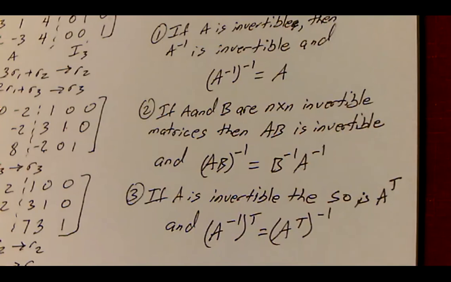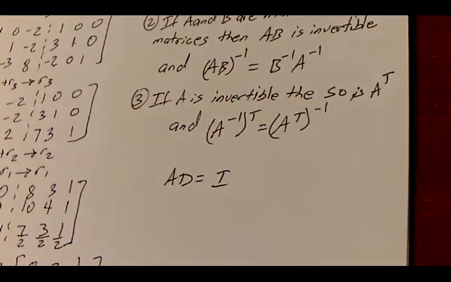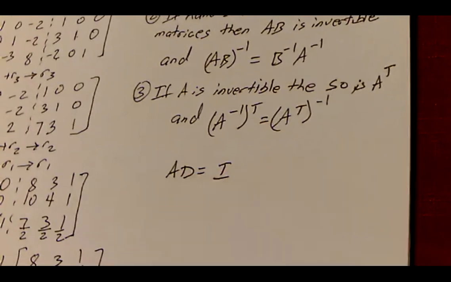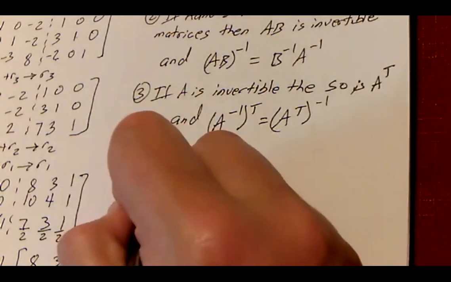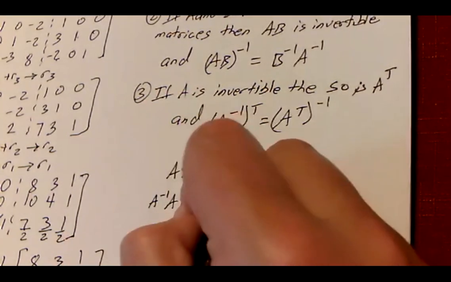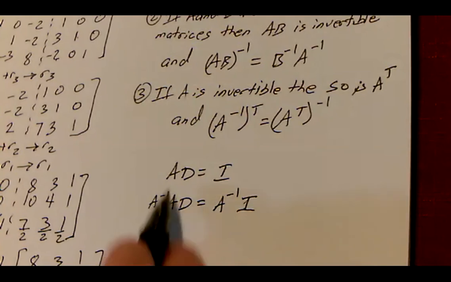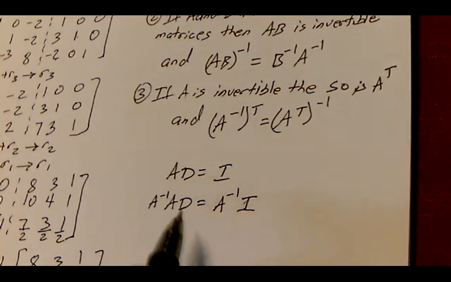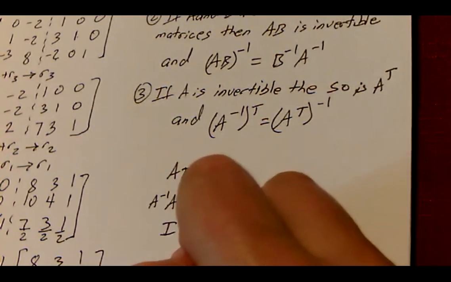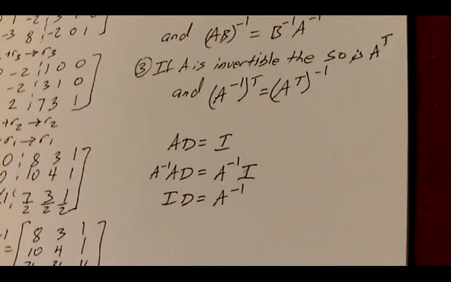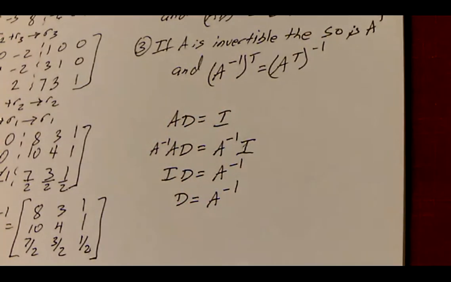So, for example, if I know that AD is equal to the identity, well, I can prove that D is A inverse. If I'm trying to get D by itself, I'm going to multiply both sides by A inverse. I multiplied it on the left so that A inverse and A would be next to each other. If I put it on the right, then I would have that D in the middle, which would be a problem. So A inverse A we know is the identity. A inverse times the identity is just A inverse, because anything times the identity is itself. And then we can use the same thing on the D side. So D is equal to A inverse.